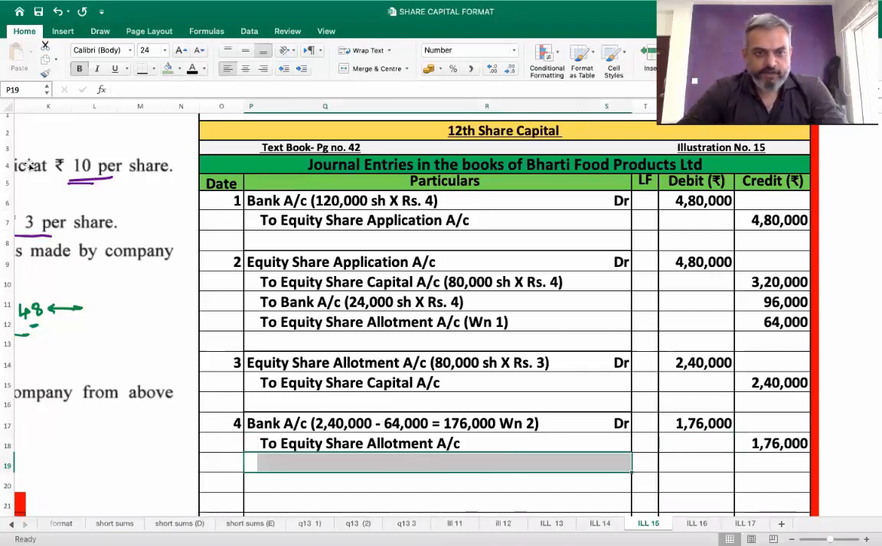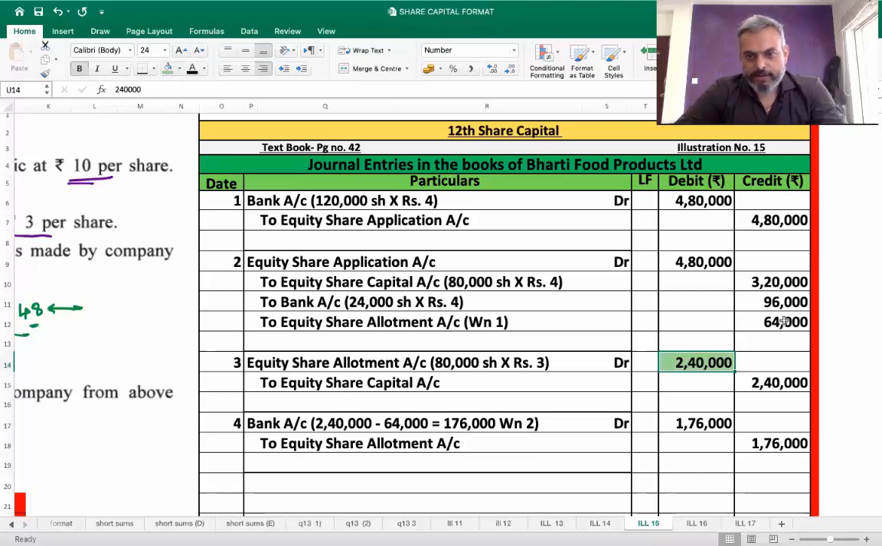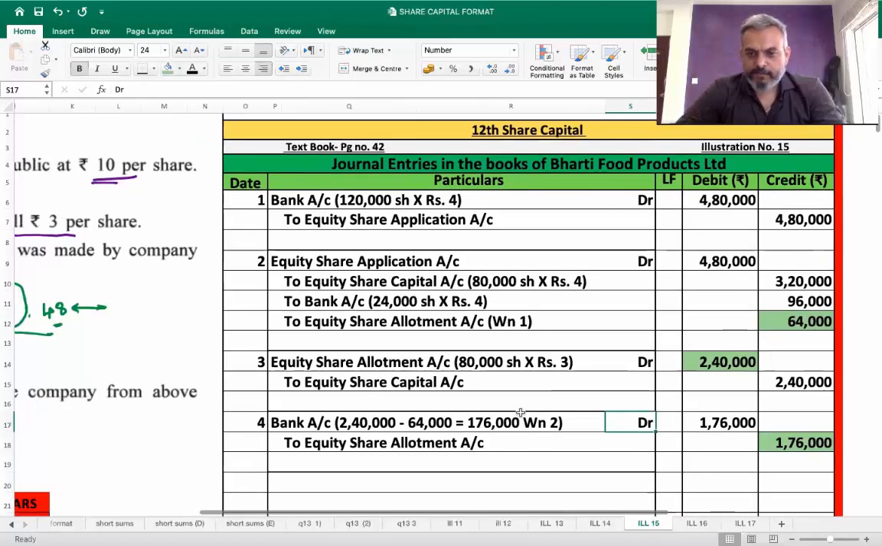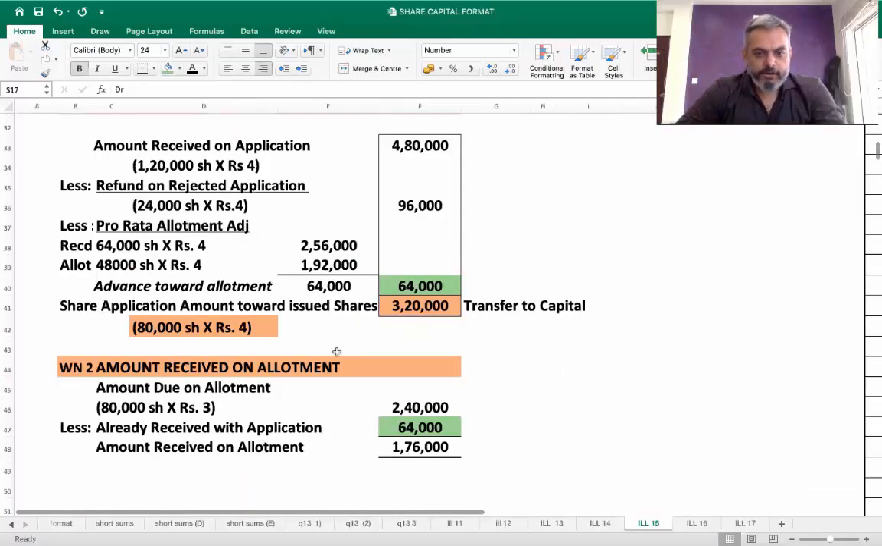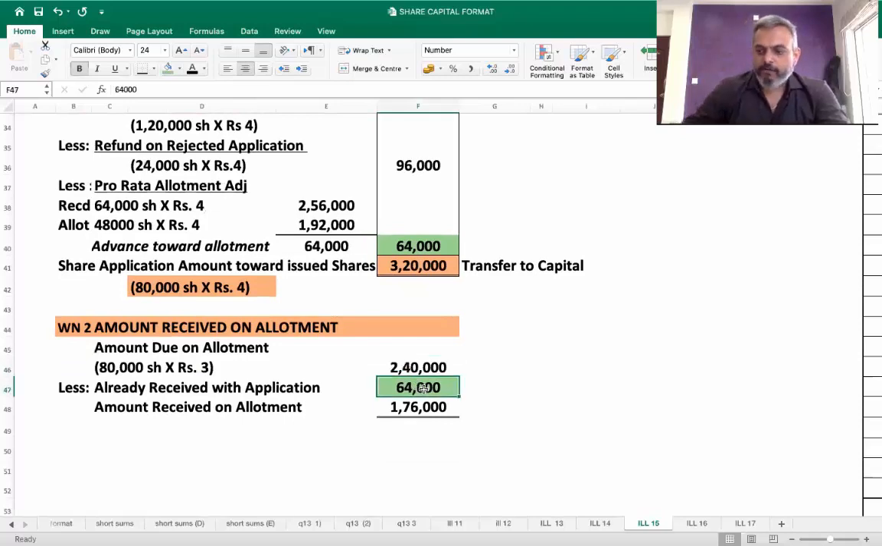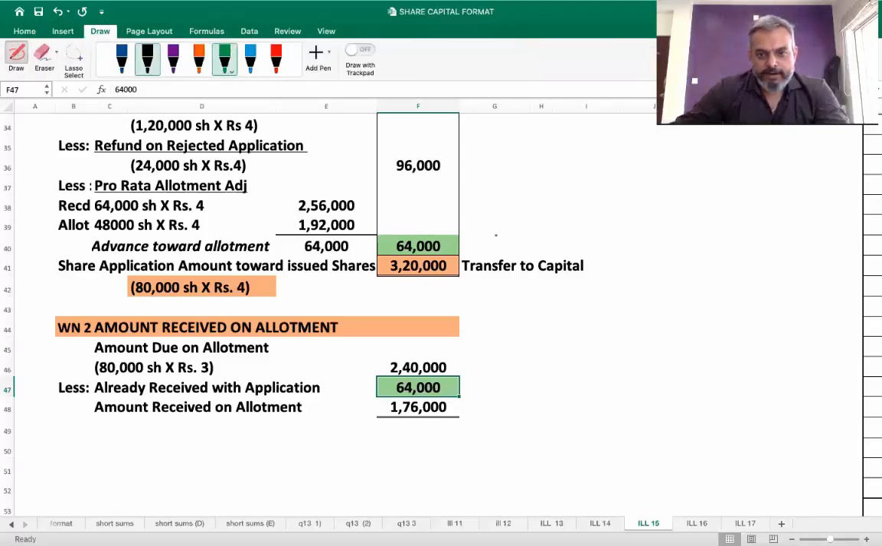Now let's check whether equity share allotment account balances or not. Equity share allotment account debit 2,40,000, credit 64,000 and credit 1,76,000. So it has become 0. Come to this working: 2,40,000 was due, 64,000 we had already received. This amount was already received. This is what we have recorded over here. So now how much we received? We received 1,76,000. In your working, make an arrow like this. Connect these two, so you come to know where this 64 came from.